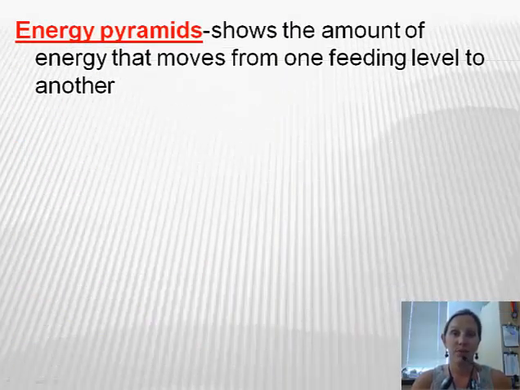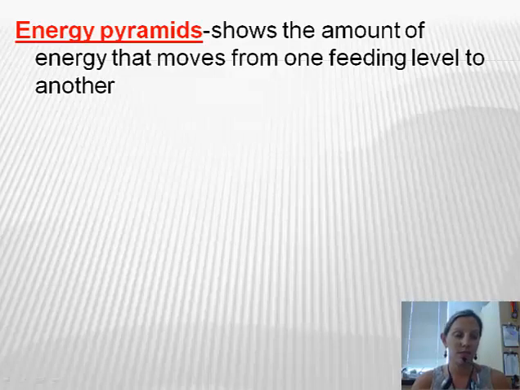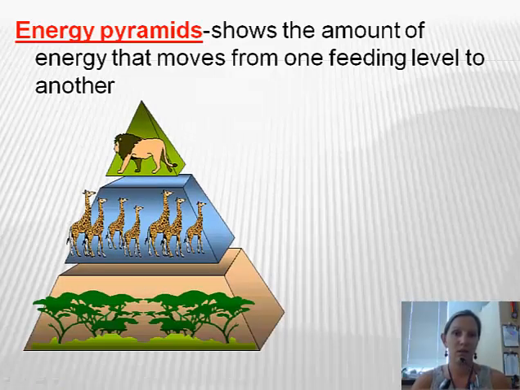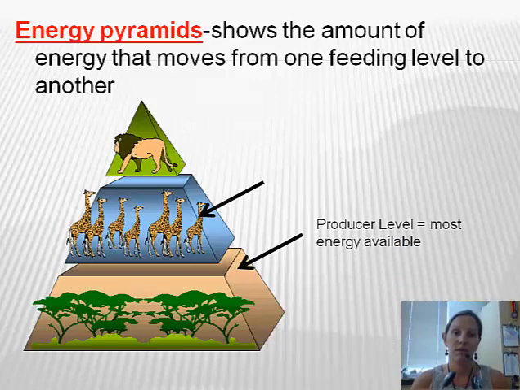Lastly, we have the energy pyramid. This is kind of complex also. Energy pyramid shows the amount of energy that moves from one feeding level to another. Write that down. So who are the producers in this pyramid? The producers are going to be those green trees. They are plants. And what are the first level consumers? Who eats the plants? That's going to be your giraffes.